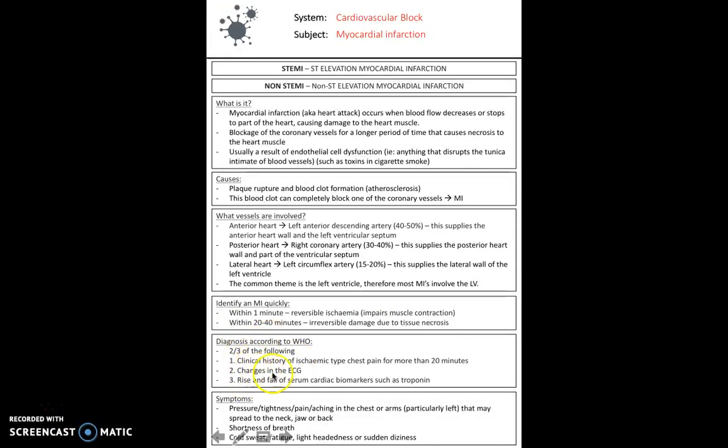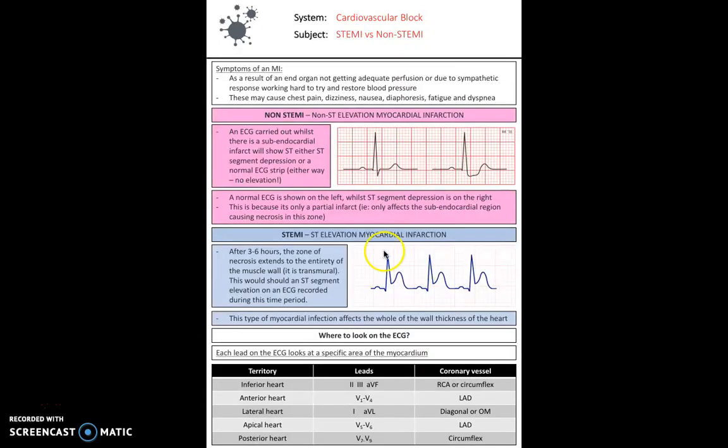With regards to diagnosis, the World Health Organization says you must have 2 out of 3 of the following: a change in the ECG, a clinical history of ischemic type chest pain for more than 20 minutes, and a rise and fall in biomarkers such as troponin. So lastly, let's clinically compare a STEMI versus a non-STEMI.